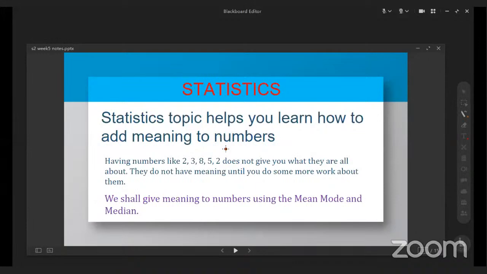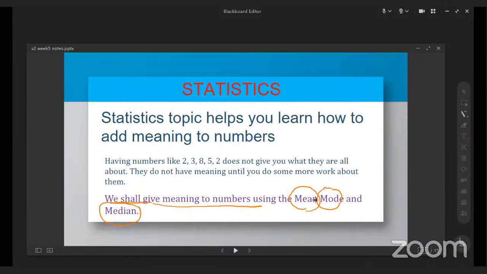So we are saying that at the end of it all, we are going to give meaning to numbers, okay? But giving meaning to these numbers, for this lesson, we shall see how we give a meaning to a number and we say, this is a mean, or this is a mode, or this is a median, okay? Out of a given set of numbers that you are given. So in so doing, we can be able to add certain concepts onto numbers.